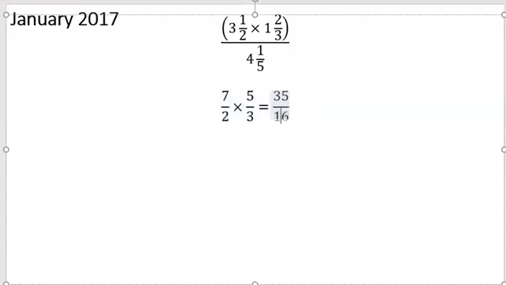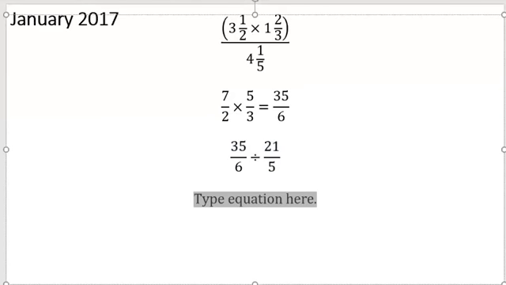So that should be 6, not 16. 2 3s, 6. So now what we have is 35 over 6 divided by 4 and 1 upon 5, and I'm changing that to an improper fraction. So 5 4s is 20 plus 1, 21 over 5. And usual procedure, now we have 35 over 6, change our division sign to multiplication, and we then flip the fraction that follows. And we can now go ahead and do some bit of simplifying.